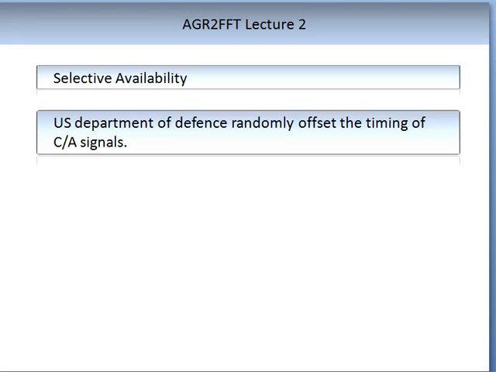Occasionally, the US Department of Defense will randomly offset the timing of C/A signals. This is to maintain security. This ensures low accuracies, and these could not be achieved by civilian use.